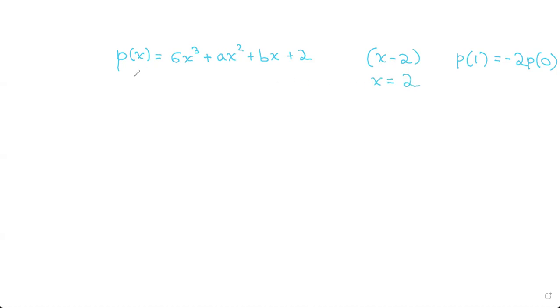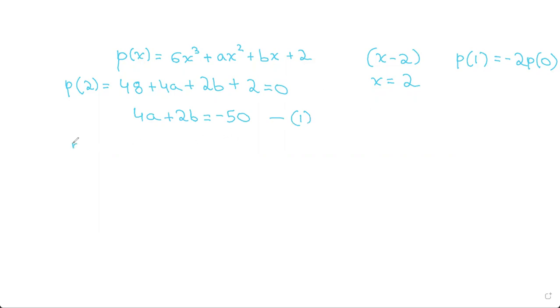Now let's substitute 2 in this. P of 2: 6x cubed, 2 cubed is 8, so that's 48, plus 4a plus 2b plus 2. Now this should be equal to 0 because x equals 2 is a factor. Now 4a plus 2b equals minus 50. So this is our first equation. This is equation 1.